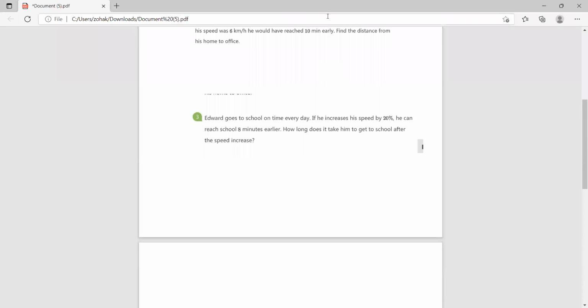Okay, so number 3 states that Edward goes to school on time every day. If he increases speed by 20%, he can reach the school 8 minutes earlier. How long does it take for him to get to school after the speed increases? Now remember, again, we've got the usual speed, and then we've got the speed after the increase, and then we can just convert that into the whole numbers, which would give us 5 to 6. Okay. So once we've got that, we know that's the ratio of the speeds. The ratio of the speeds is equal to 5 to 6.